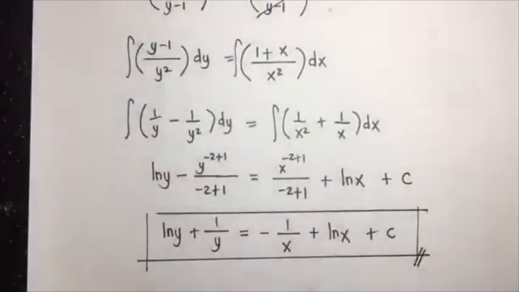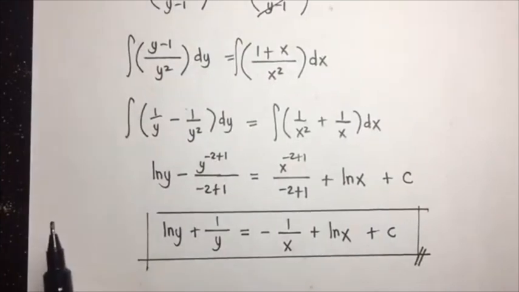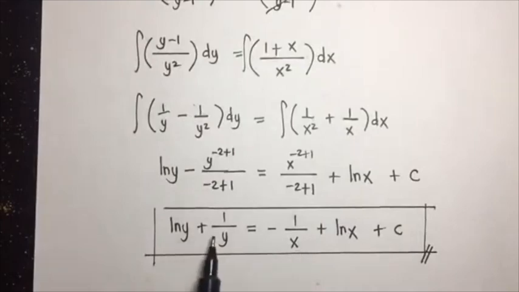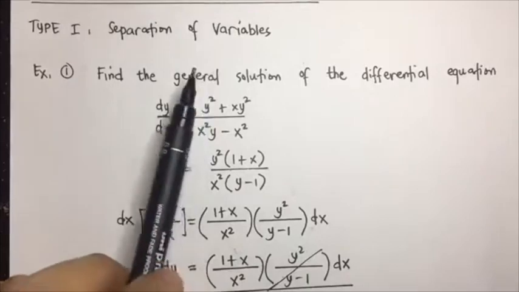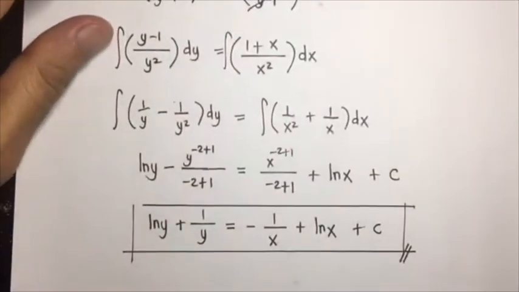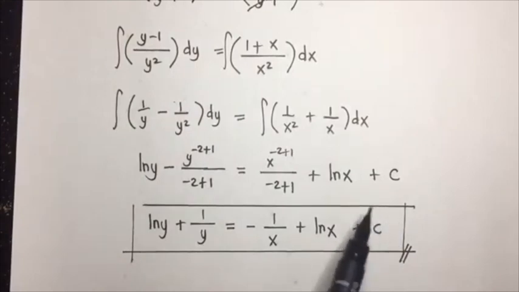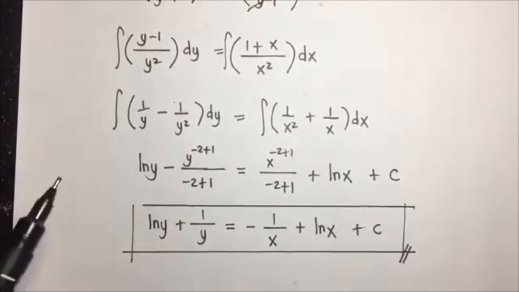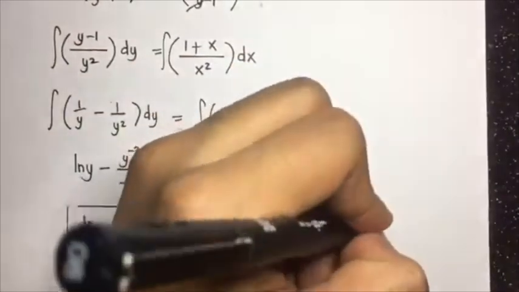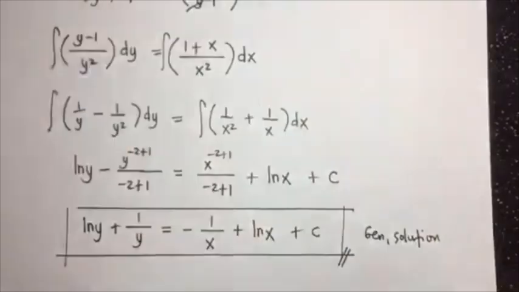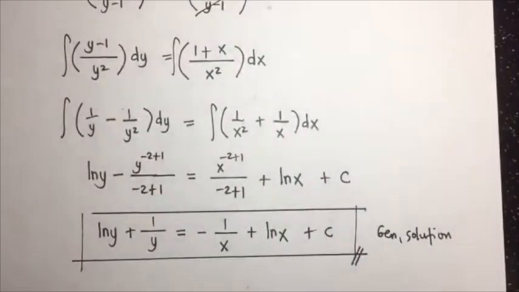So this is a general solution only because we were not given conditions of x and y so that we can solve for c. So it's only a general solution. If we can solve for the value of c, then it is already a particular solution. So this is a general solution only. Okay, so let's have another example.